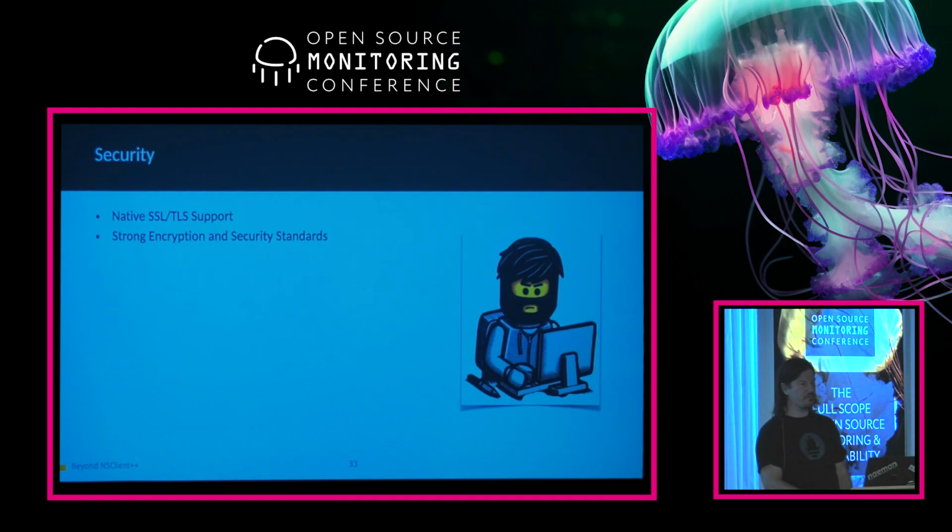Go itself has strong encryption and security standards, and in NSClient you could choose the ciphers by yourself. With Go you can't do that. Go decides that for you and says that's the fine ones.